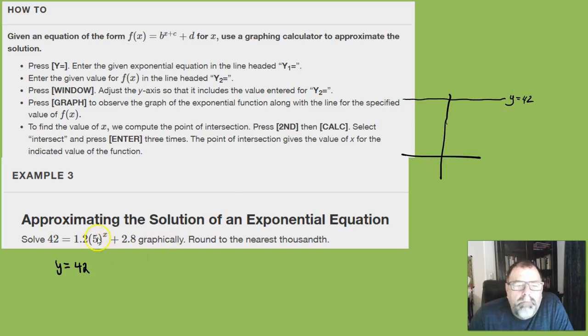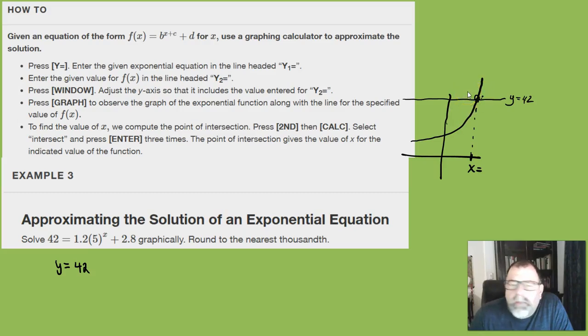And then 5 to the x times 1.2. The 1.2 would vertically stretch the base graph. And then the plus 2.8 would shift it up 2.8. So it's going to be some kind of graph like this, and that intersection point would be the solution to this equation. So we've got to figure out what the x-coordinate is at that point.